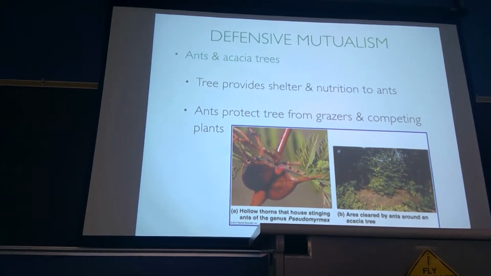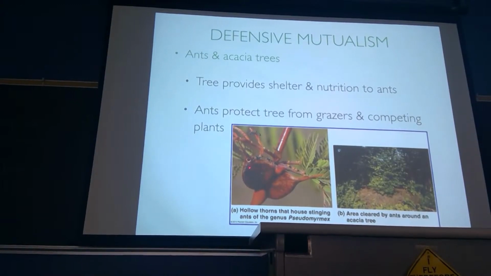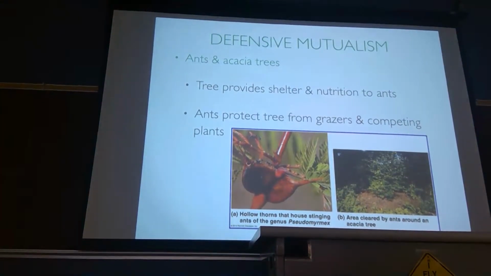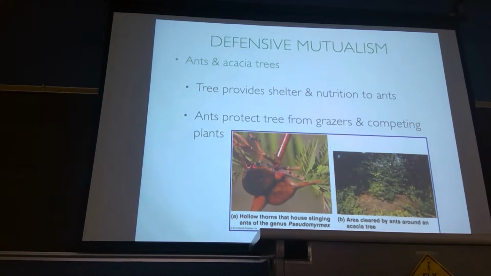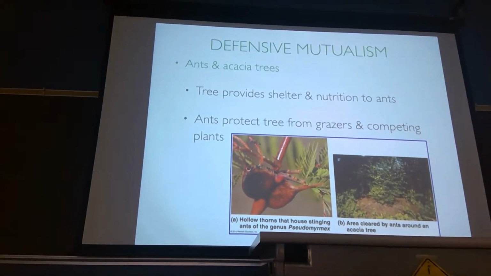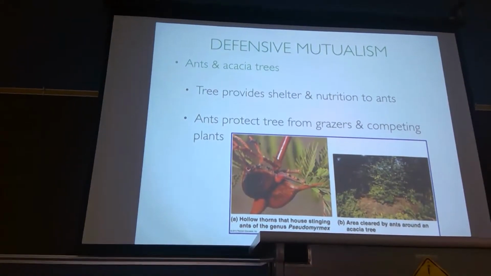The acacia tree provides shelter and nutrition to the ants. When ants are present, the acacia tree will grow these little pouches at the base of its spines that are perfect little nesting sites for the ants. And then the ants will preferentially protect their host tree from grazers. When a grazer comes over to nibble on the leaves, they'll bite and sting and drive the grazer off.